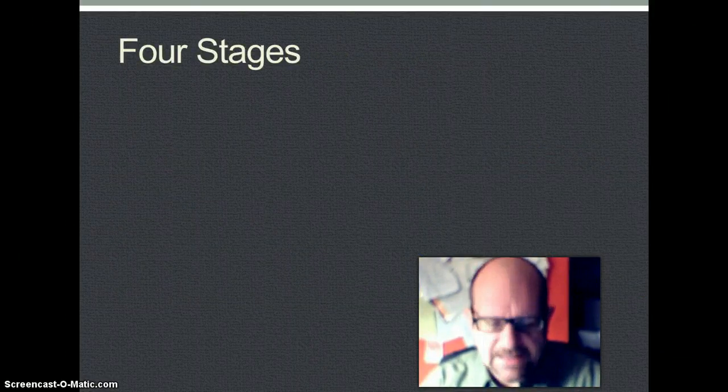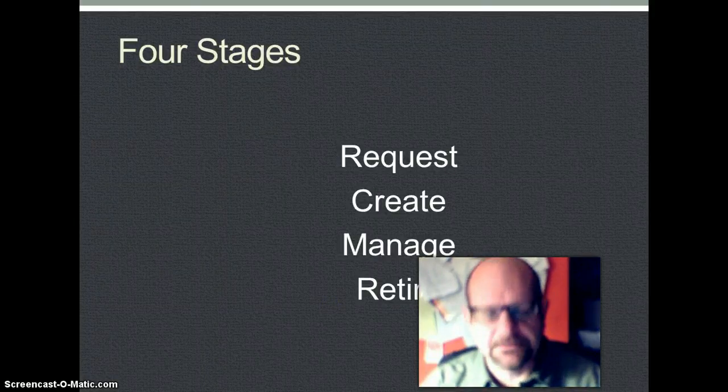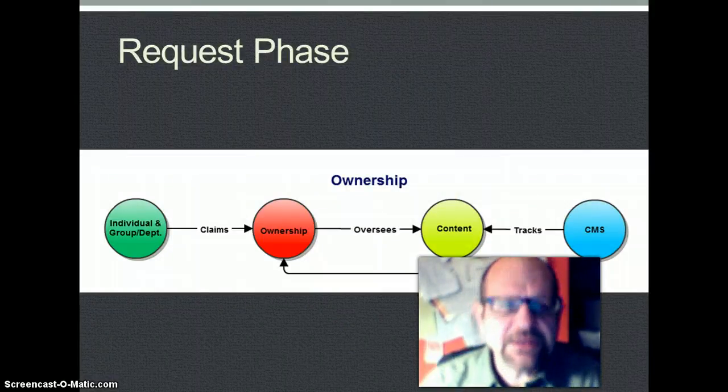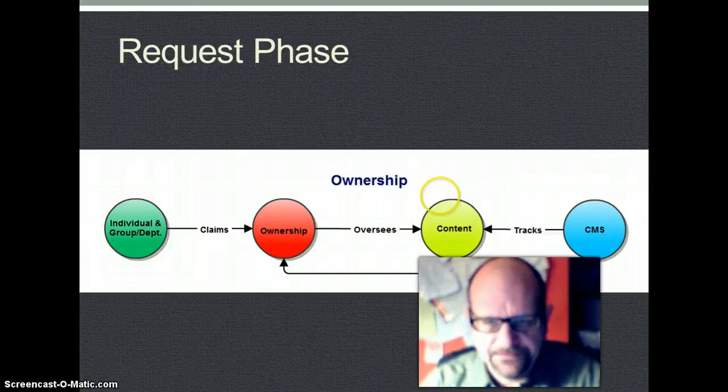Now let's look more closely at the concept of content governance, which can be broken down into 4 stages: request, create, manage, and retire. Let's begin with the request phase. First of all, you need to identify ownership. In this particular example, the individual and his group or department claims ownership of a particular section of the website. Through the ownership, they are saying that they will oversee the content.